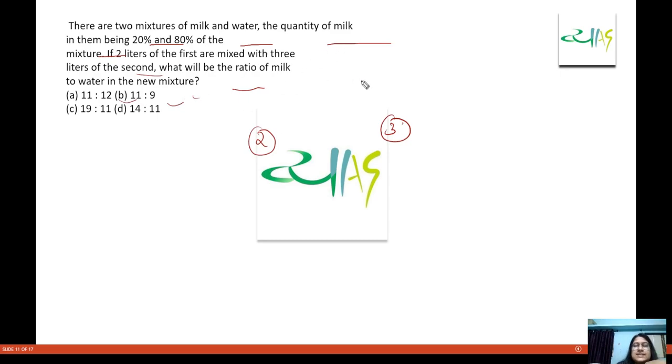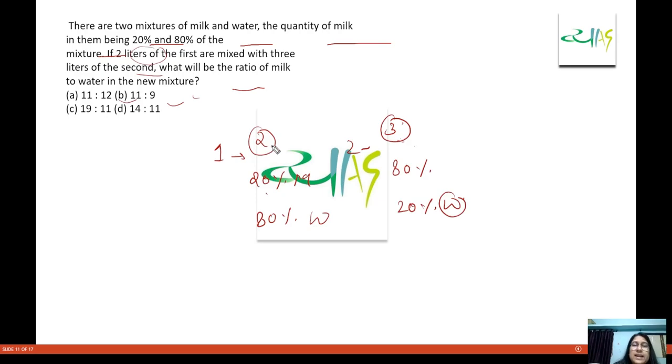Okay, so see, this question is very similar to the earlier question what we did. So in 2 liters you have 20%. There are two mixtures of milk and water. So in this first mixture you have 20% milk, that means 80% water. And in this second mixture, which you are taking 3 liters, you have 80% milk and you have 20% water.